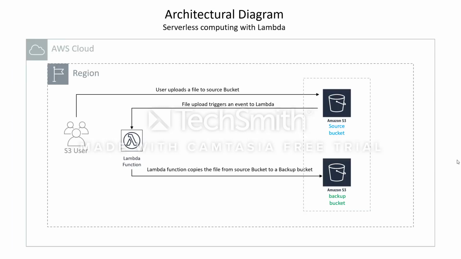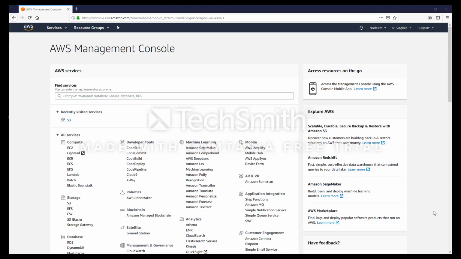To give you an idea of what we are about to configure, here is a diagram. This is a typical AWS architectural diagram. So a user will upload a document into our source bucket. This action will trigger a Lambda function, and our code running here will copy the document from this source bucket to the backup bucket. Sounds easy? Let's go ahead and configure this.